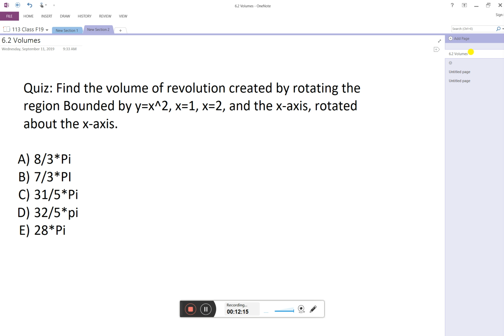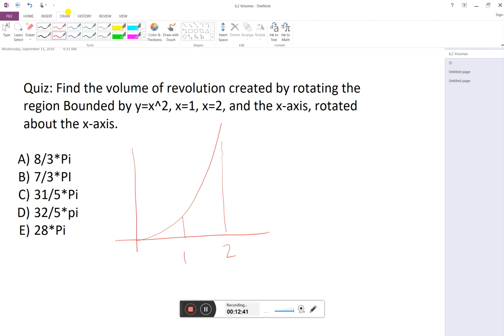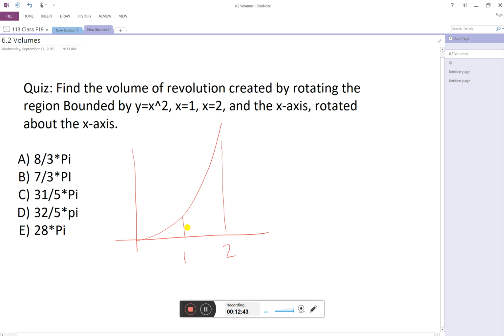Okay, so let's do this problem. First thing I'm going to do is try to figure out what this shape looks like. I have y equals x squared. I'll say this is 1. I'll say this is 2. And I have this region here that I'm rotating.